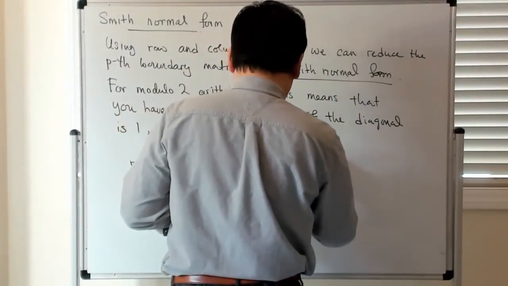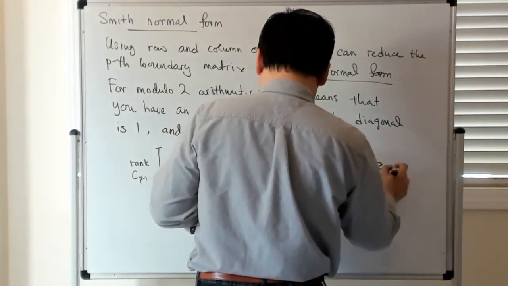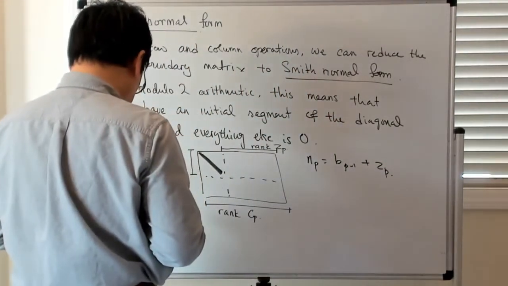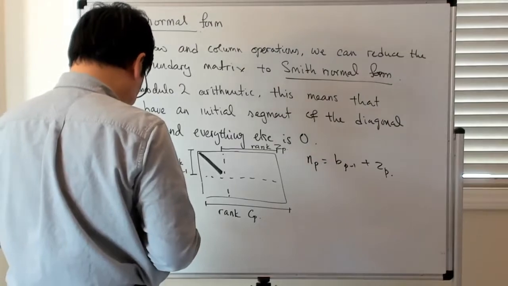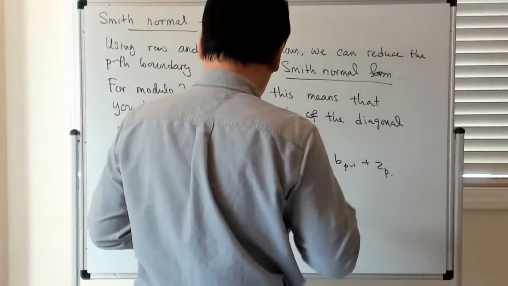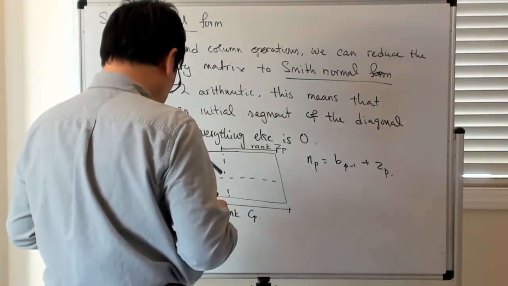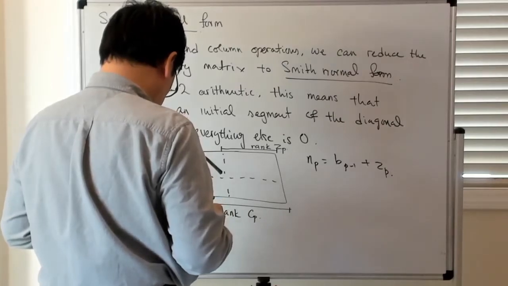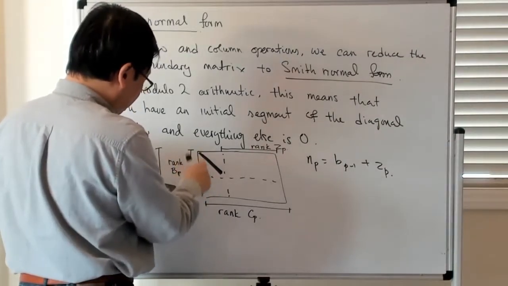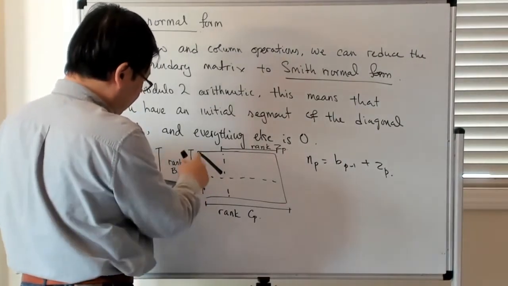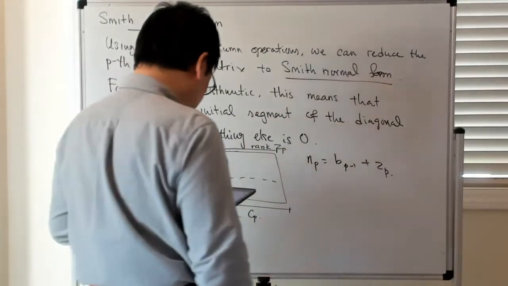So you know that n_P is equal to B_{P-1} plus C_P, right? Actually, this, yeah. So again, the point is that these diagonal ones give you the non-zero boundaries. So that gives you the B_{P-1}.